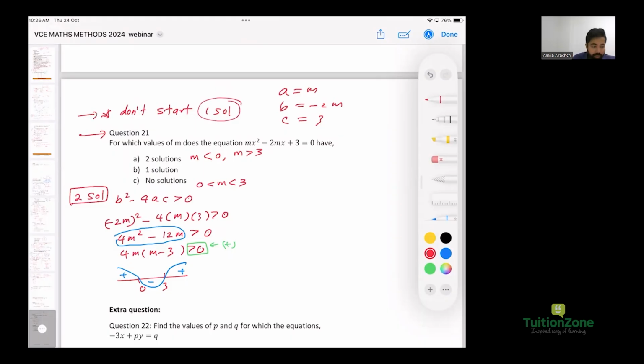To get one solution, what are the values? Anyone? One solution? What are the values? So I found the two solutions. I found the no solutions. How about one solution? I'll ask someone. Probably Mehul. What's the answer for the one solution? Usually, how do you find it?